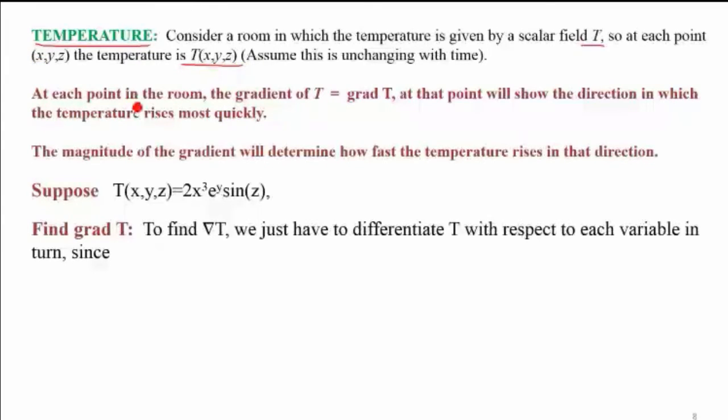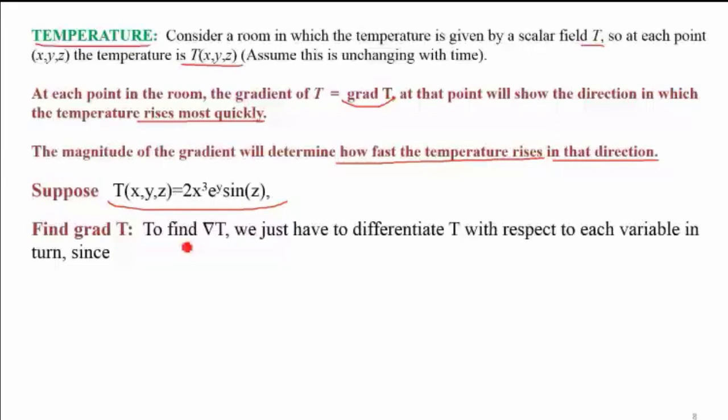So at each point in the room, the gradient of T, which is equal to grad T, at that point will show the direction in which the temperature rises most quickly. So what this does is the gradient determines how fast the temperature rises in the direction of the gradient. So suppose you have this function, which is just something I made up, and let's find the gradient.